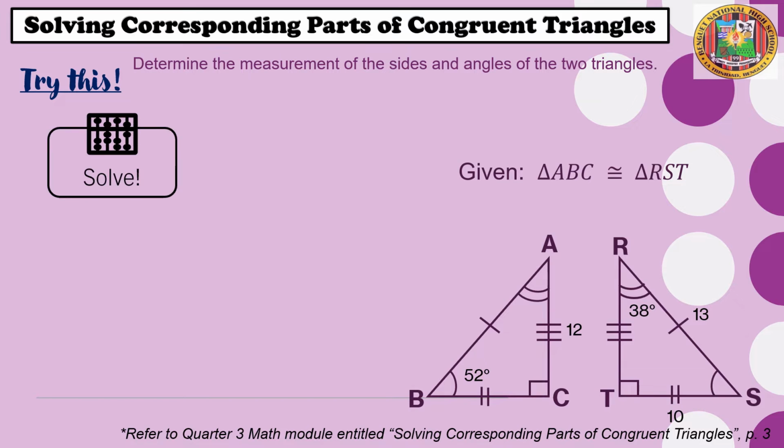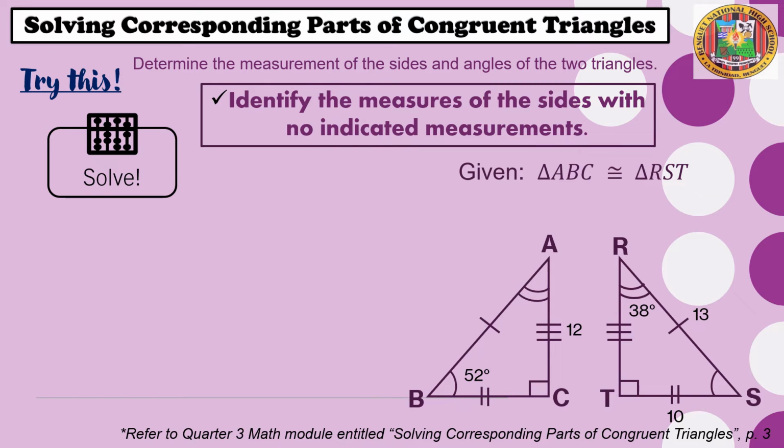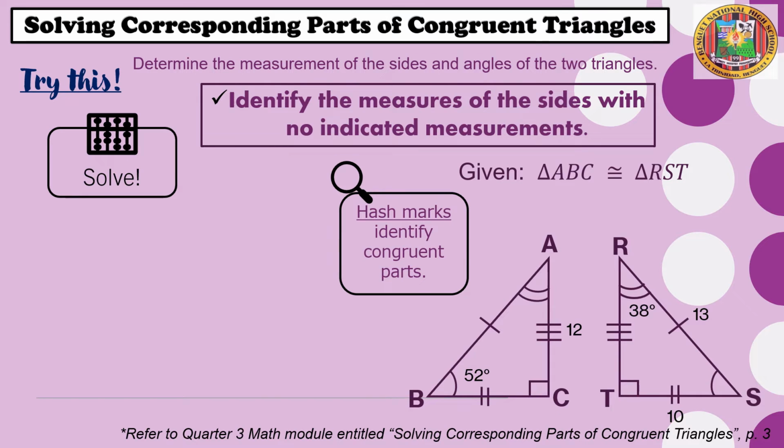Let us solve. Let us identify the measures of the sides in the triangle which have no indicated measurements. Remember that hash marks identify which parts are congruent, and congruent parts have the same measurement. In triangle ABC, we find side AB has no measurement. However, we see that side RS has one hash mark which is similar with side AB. This means that since side AB is congruent to side RS and it has a measurement of 13, then we can say that side AB also has a measurement of 13 units.